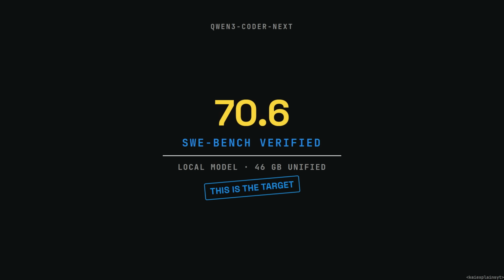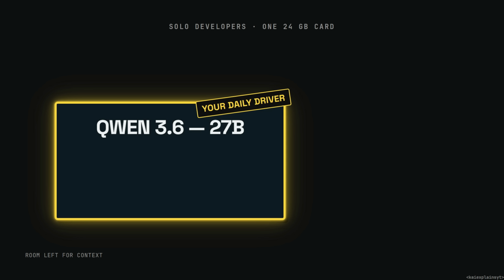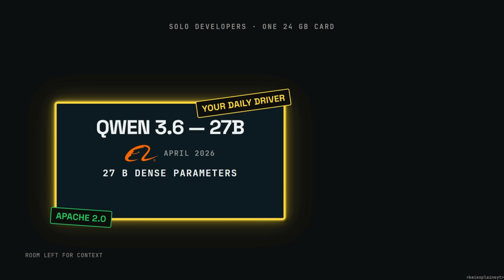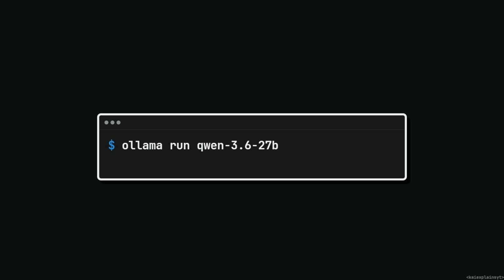I did not expect a local model to be this close to what you'd get from a paid API a year ago. Second, Qwen 3.6 27B. For solo developers on a 24 GB card, this is your daily driver. Alibaba released it in April 2026 under Apache 2.0, 27 billion dense parameters. Requires roughly 17 GB at Q4 precision, so it fits comfortably on a single RTX 3090, 4090, or 5090 with room left for context. It runs through Ollama for standard coding workflows using community GGUFs.